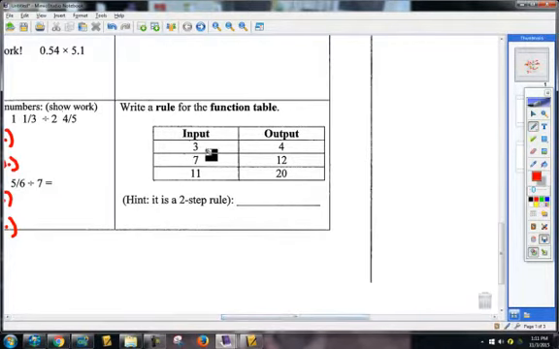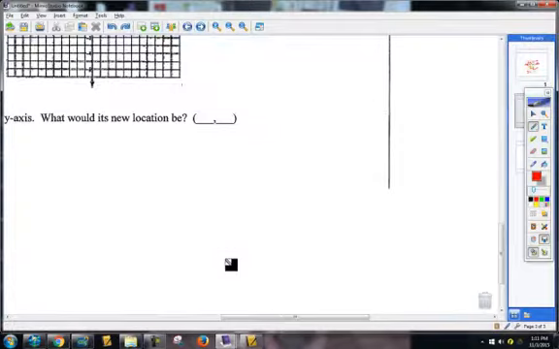Function table, you just got to figure out a rule that's happening. And this is a tough one because it's not going to be just +1 because it doesn't work for all of them. It's going to be a 2-step, so I'm not going to give much information, but just think about what you could do here. There's a couple different rules to choose from on this. So just kind of work at it. You'll figure it out. Okay.